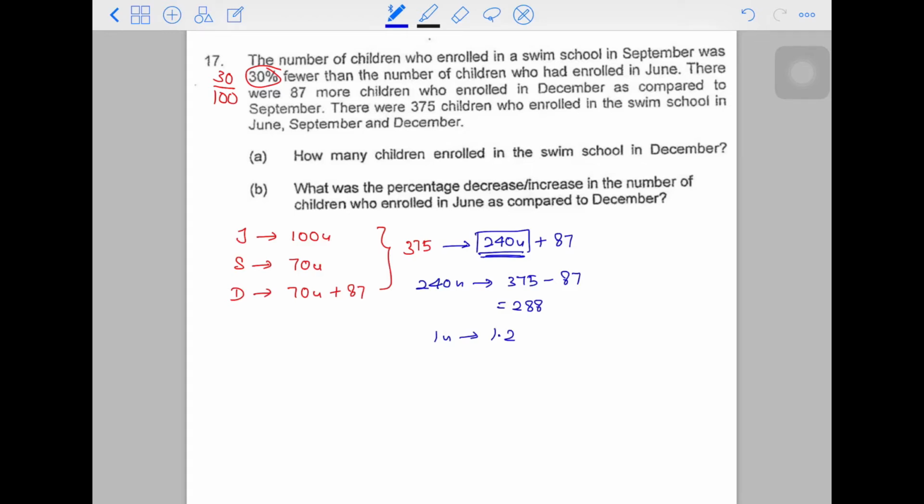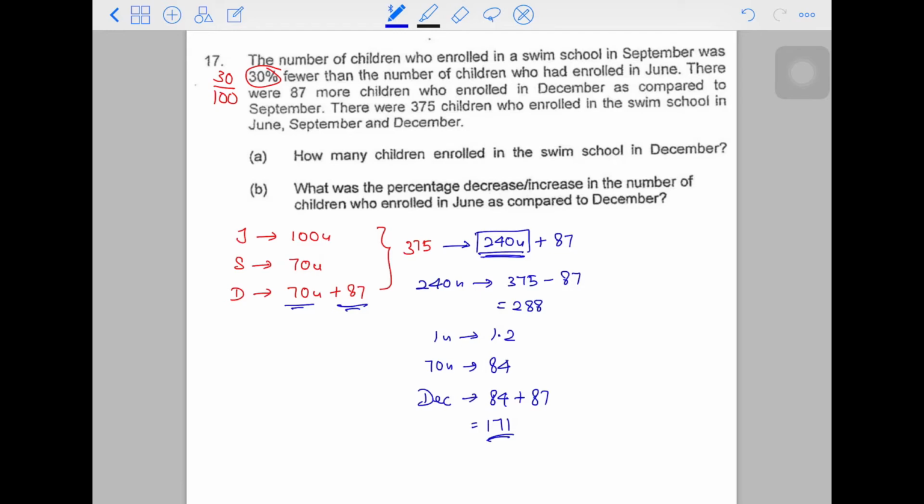Okay, let's answer A. What do they say? How many children enrolled in a swim school in December? So for December here, we have this 70 units and then plus the 87. First we need to work out the 70 units. For 70 units, you will times 70. That will give you 84. So for December, the total number is 84 plus 87. That will give you 171. So this is the answer for A.